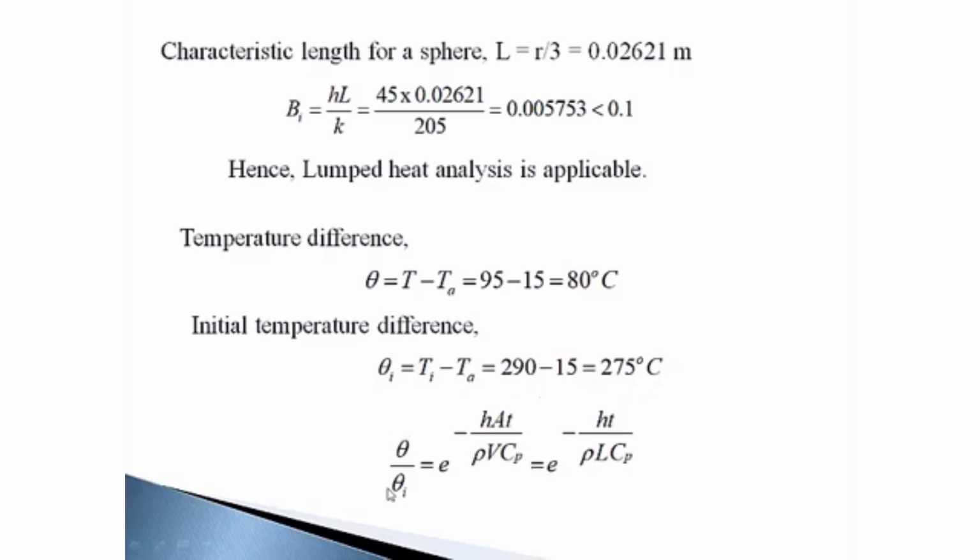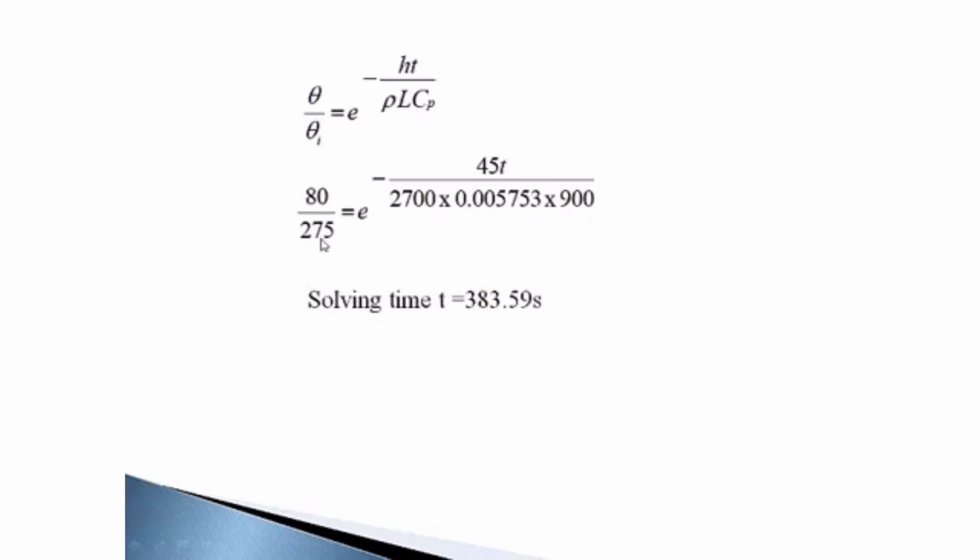So you can use the equation theta by theta i equal to e raised to minus hAt by rho VCp. Taking the surface area to the denominator, you get V by A, which is the characteristic length. So you get the equation theta by theta i equal to e raised to minus ht by rho LCp. Now substituting for theta and theta i, theta is 80 and theta i is 275, equal to e raised to h, which is 45, and the density is 2700. Characteristic length we already got, substituting it, and Cp is 900 joules per kilogram Kelvin.